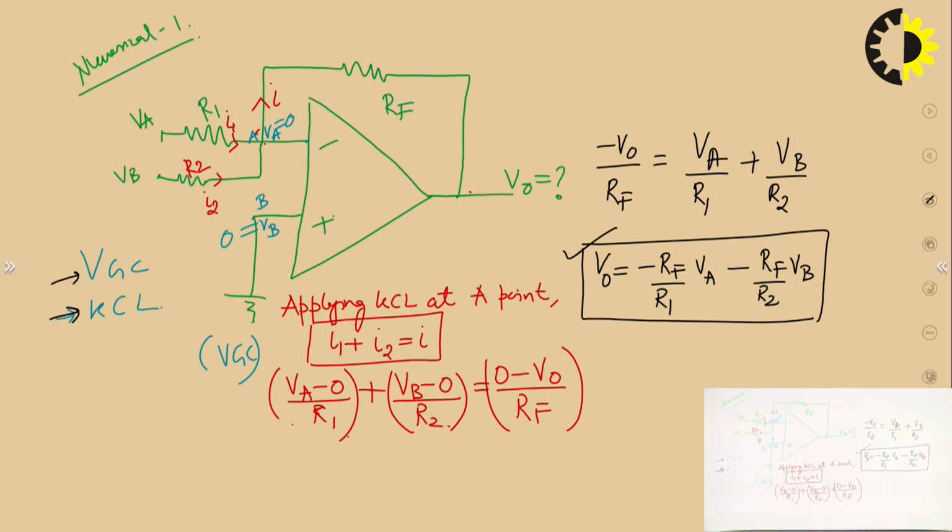So this is how the Opamp is working, and we can calculate the numerical for Opamp, right? So this VA upon R1 plus VB upon R2 is equal to minus VO upon RF, and here hence I have calculated. Now I repeat the process: VA minus 0 upon R1 plus VB minus 0 upon R2 is equal to 0 minus VO upon RF. Only this particular step I did and I got the answer, right?